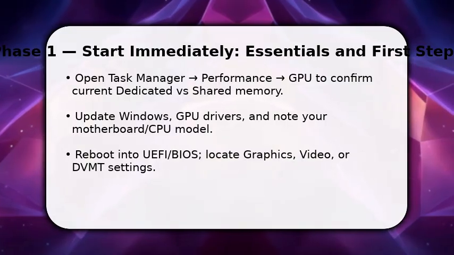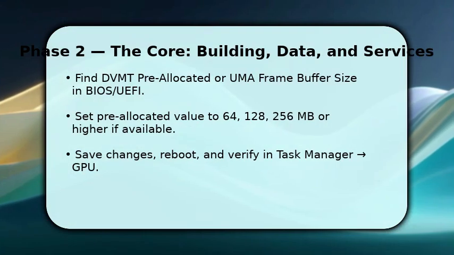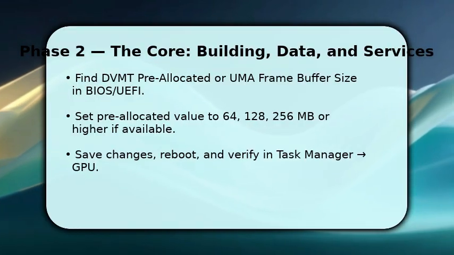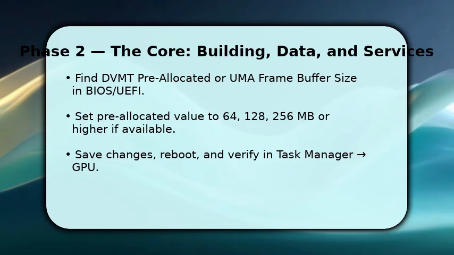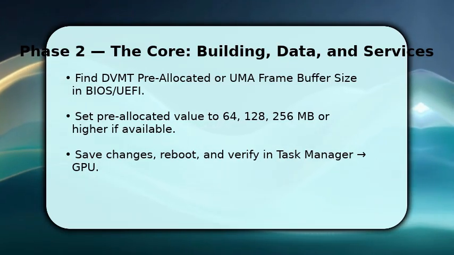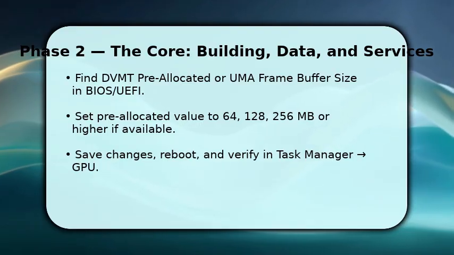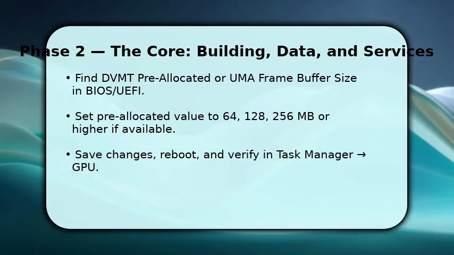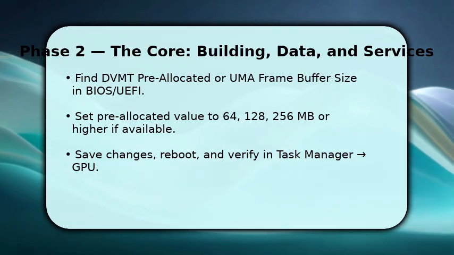In UEFI, navigate to Advanced right arrow Chipset or Integrated Peripherals, then find DVMT Pre-Allocated or UMA Frame Buffer Size, and change it to a higher value like 64, 128, or 256 MB depending on options. Save and exit the firmware. Windows will restart and dynamically adjust the shared pool.